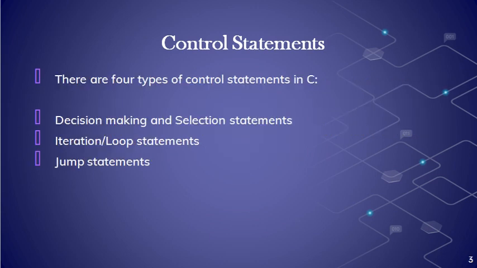There are different types of control statements. Mainly 3 types of control statements are there in C. The first classification is decision making and selection statements. That can be considered as 2 parts: decision making statements and selection statements.